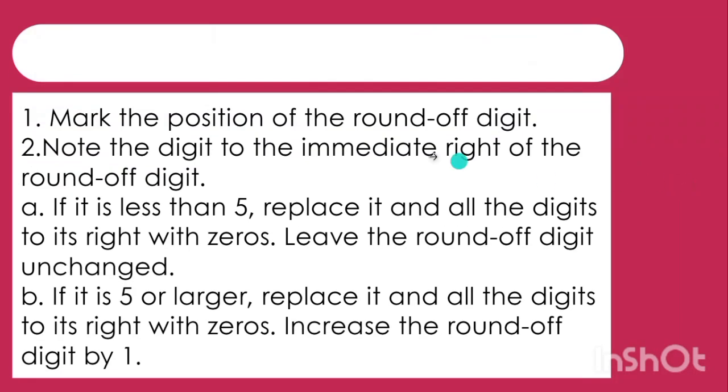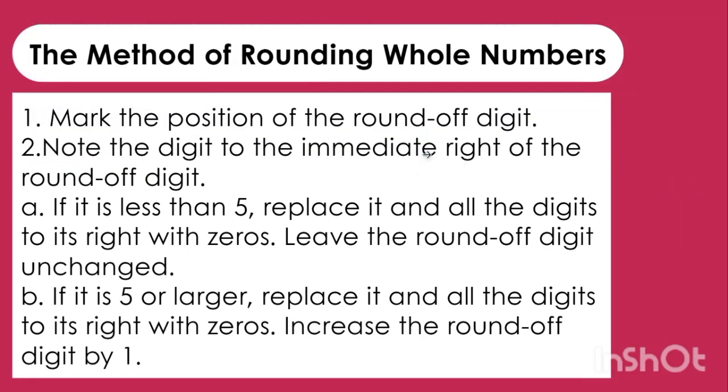Mark the position of the round-off digit. Note the digit immediately to the right of the round-off digit. If it is less than 5, replace it and all the digits to the right with 0. If less than 5, replace the digit beside the place value to be rounded off with 0, and the rest will all be 0.